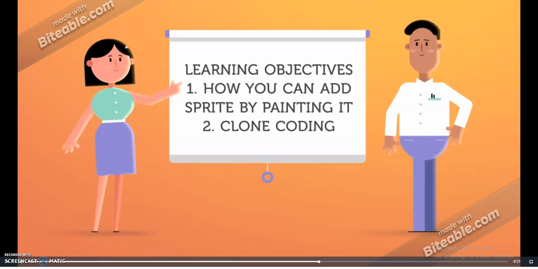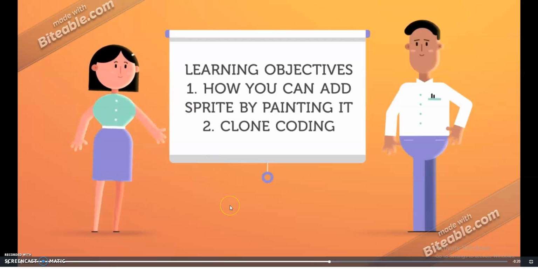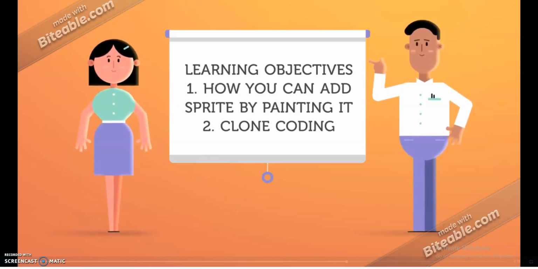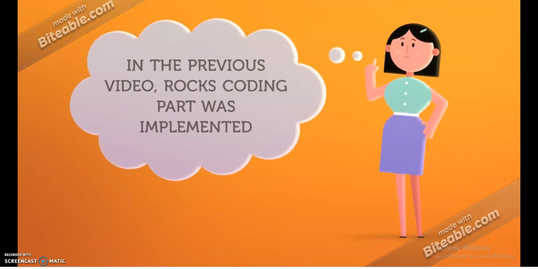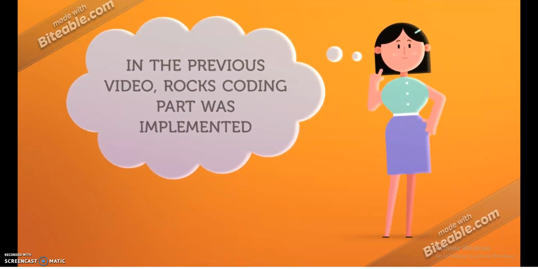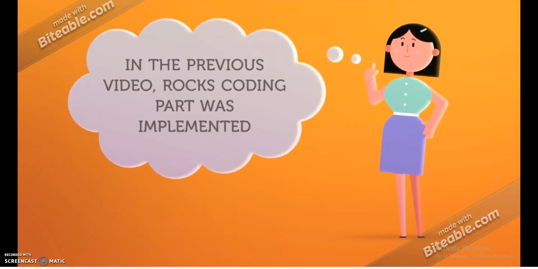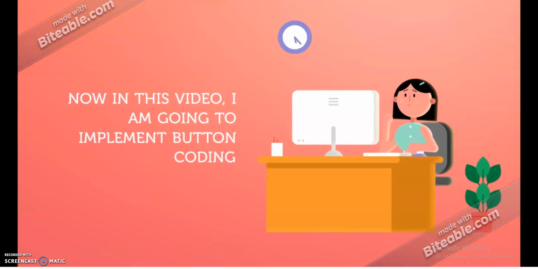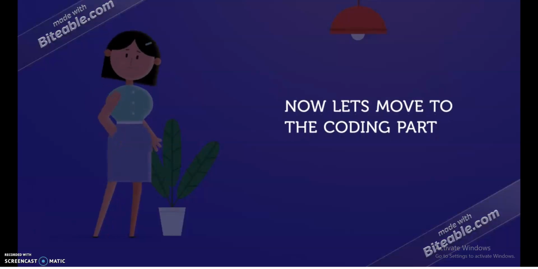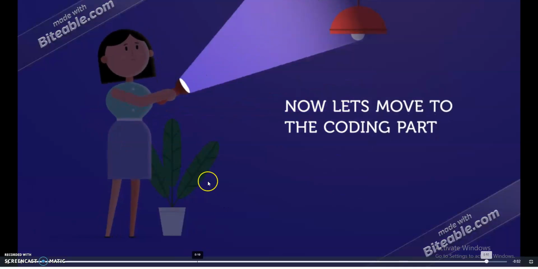Here we are going to do the cloning part in our game. So let's see from the IDE of Scratch how we can do the clone coding. In the previous video I had explained the rocks coding. So now in this video I am going to implement the button coding, which is used as a laser. So let's move to the coding part.